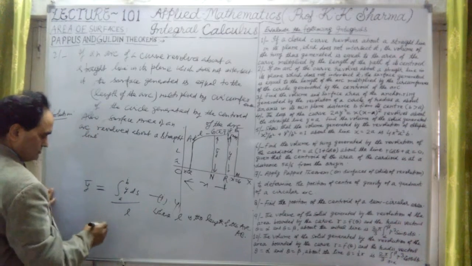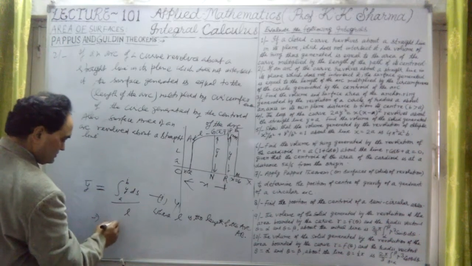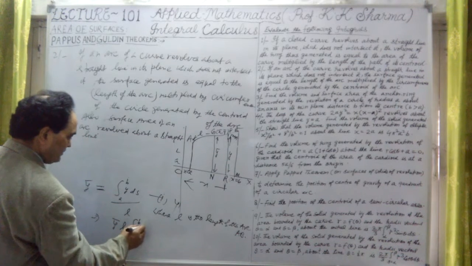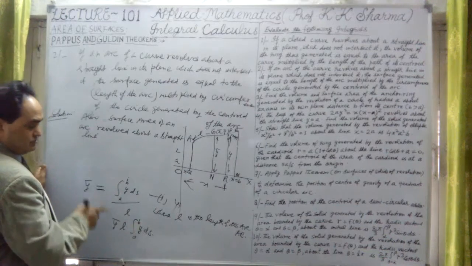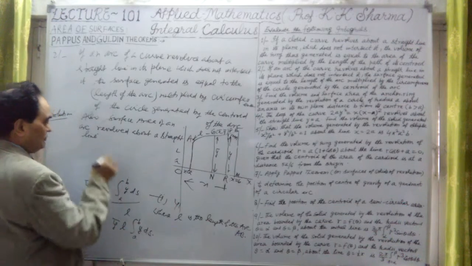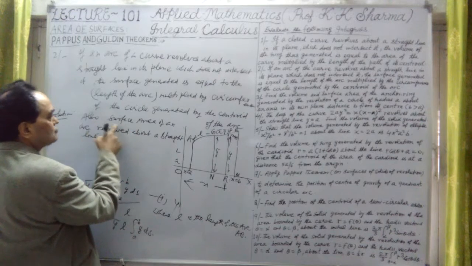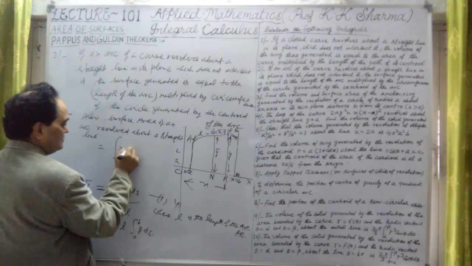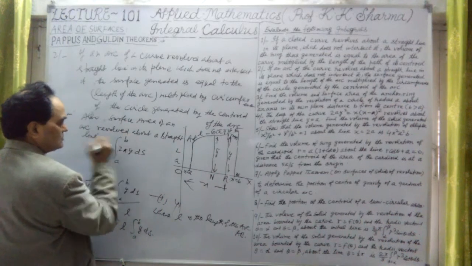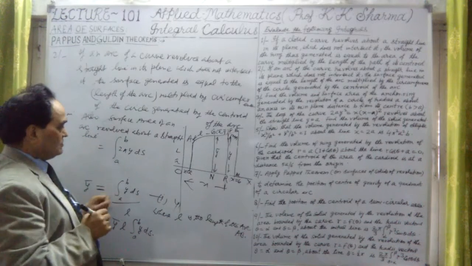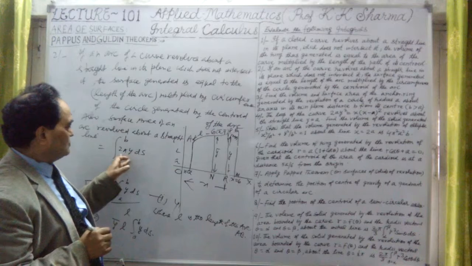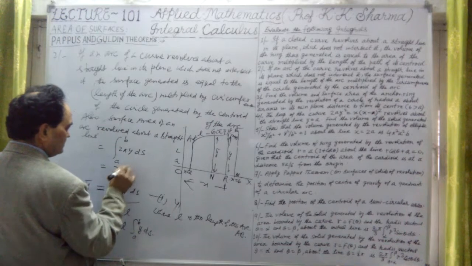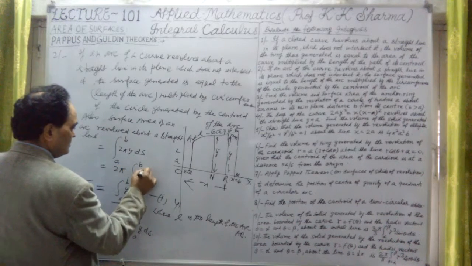So here y bar into L is equal to this value. Further, this is the integral from A to B of y into ds. Now we know that the surface area of an arc revolved about a straight line is given by 2 pi y into ds. Why? Because this is circumference type. Or this can be written as 2 pi, integral from A to B of y into ds.